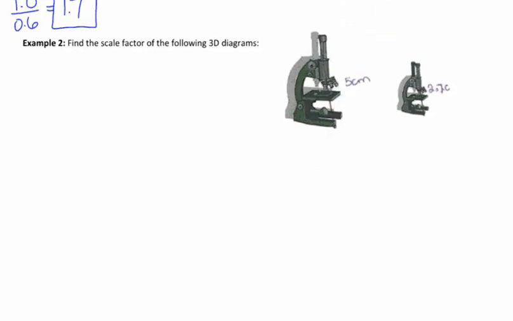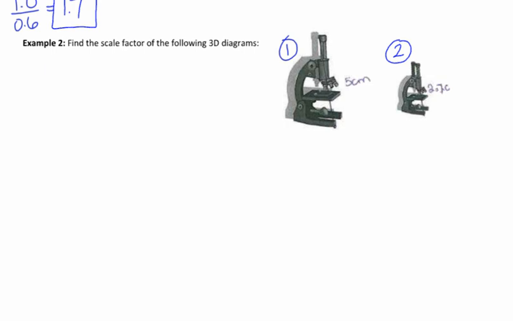Example 2, find the scale factor of the following 3D diagrams. So scale factor again, image or your new one over what you started with. So I'm starting with this first one and then I get this smaller one. So because I can already see visually that the other one's smaller, in my head my scale factor should be less than 1. It should be a fraction, it should be a decimal, it should not be greater than 1 because I'm shrinking it. It won't be over 100% of the size that I started with.